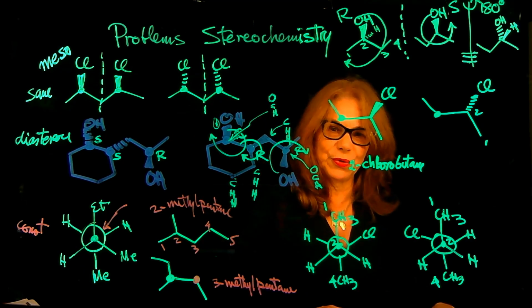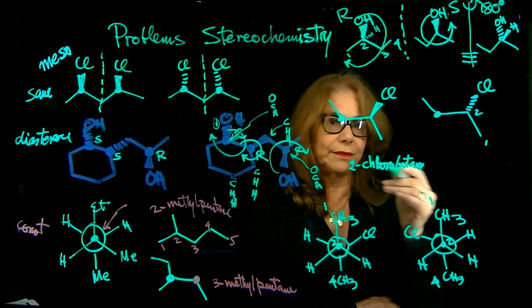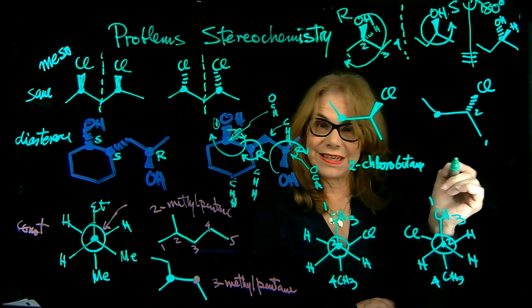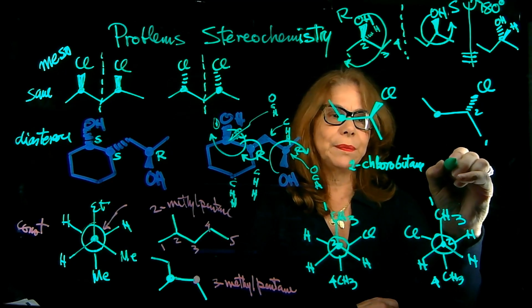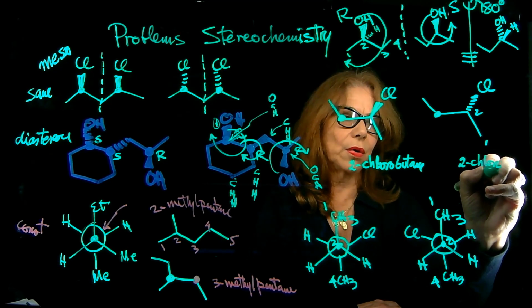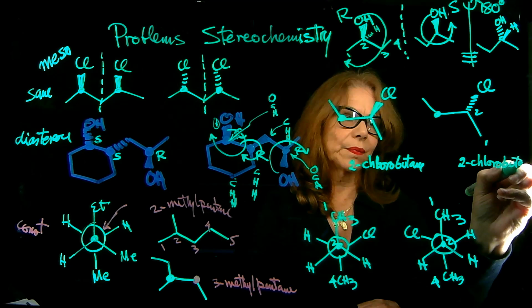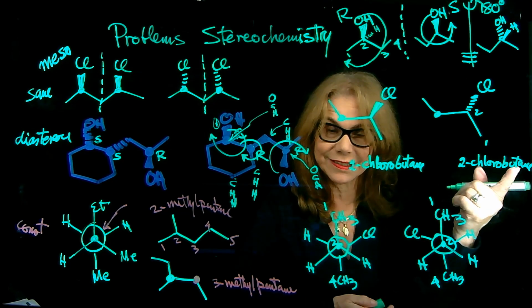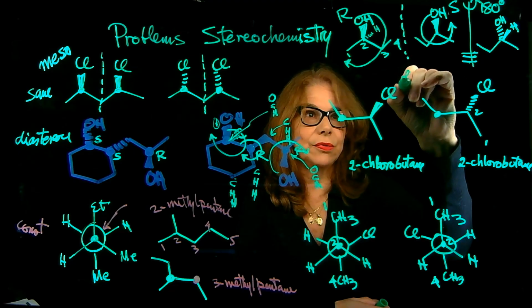So 2-chlorobutane, and connectivity-wise, they are the same. But this chiral center is inverted. So when you're naming it, you need to specify that. So 2-chlorobutane. And of course, if we have only one chiral center and it is inverted, these two are enantiomers.